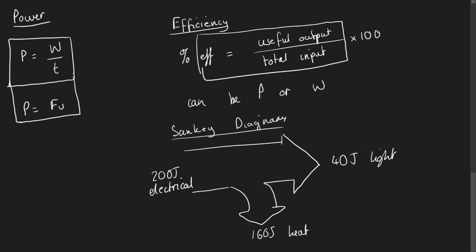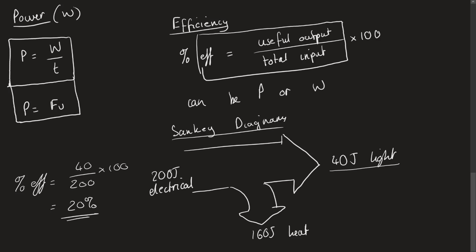Notice how I've done these all in terms of energy. If I turn them into power, I would have them in units of watts, but the equations would be exactly the same. So if I wanted to calculate the percentage efficiency of this, it is going to be the useful output, which is 40 joules, divided by the total input, which is the 200 joules coming in, times by 100, which is 20%.